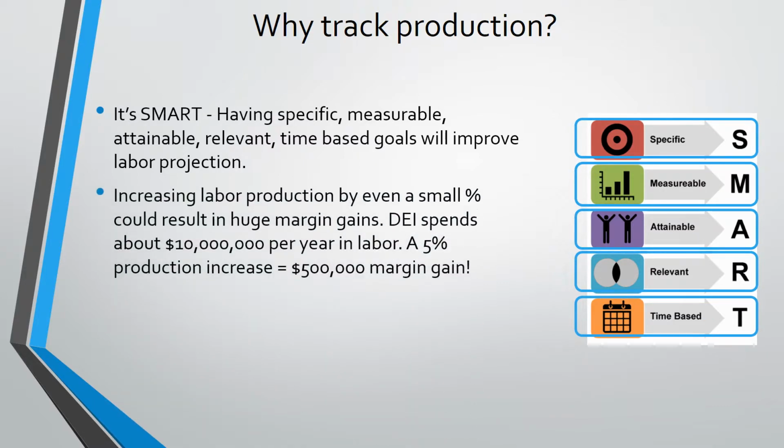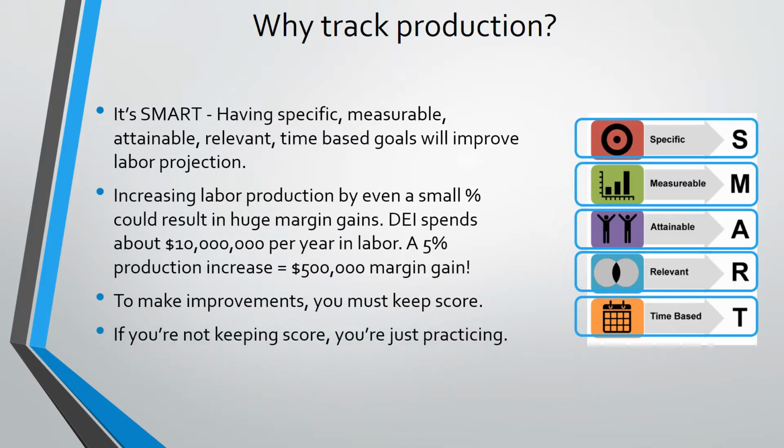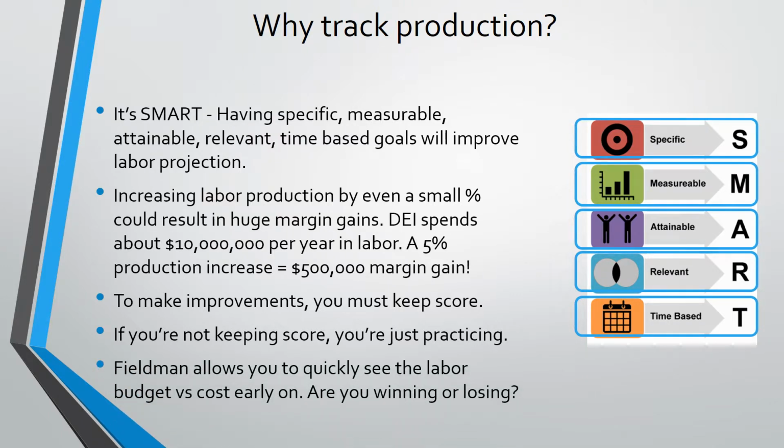Increasing labor production by even a small percent could result in huge margin gains. As mentioned earlier, Design Electric spends about $10 million a year in labor. Just a 5% increase could amount to a $500,000 margin gain. To make improvements, you must keep score. If you're not keeping score, you're just practicing. Fieldman allows you to quickly see the labor budget versus the cost early on. Are you winning or are you losing?